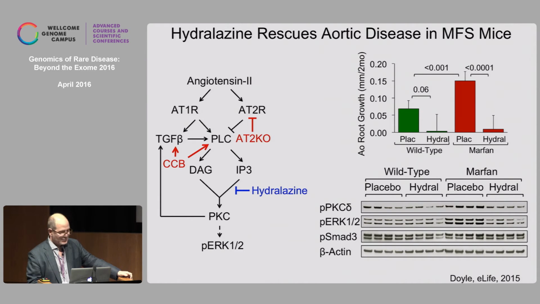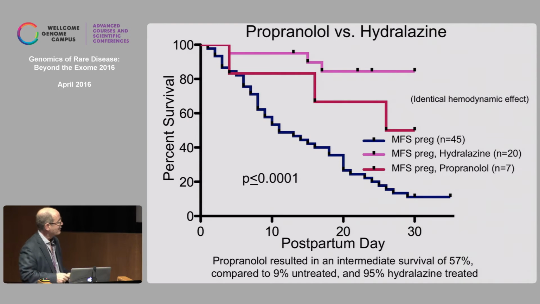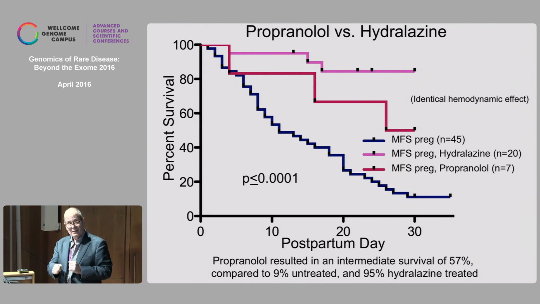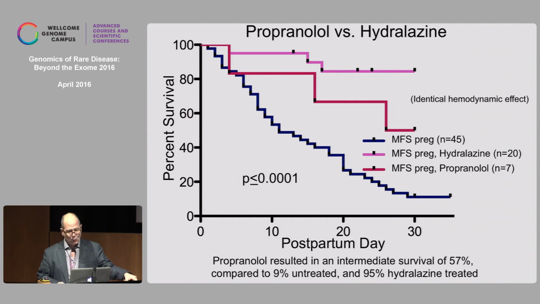So we went now back to our pregnancy model and found that treatment with hydralazine led to a very significant protection from both aortic growth and pregnancy-associated aortic dissection, and that this protective effect was far out of proportion to propranolol, the beta-adrenergic receptor blocker that simply lowers blood pressure but does not address these signaling events. So we think that this, again, could translate very quickly to medical management of pregnancy-associated risk in Marfan syndrome and perhaps other connective tissue disorders.